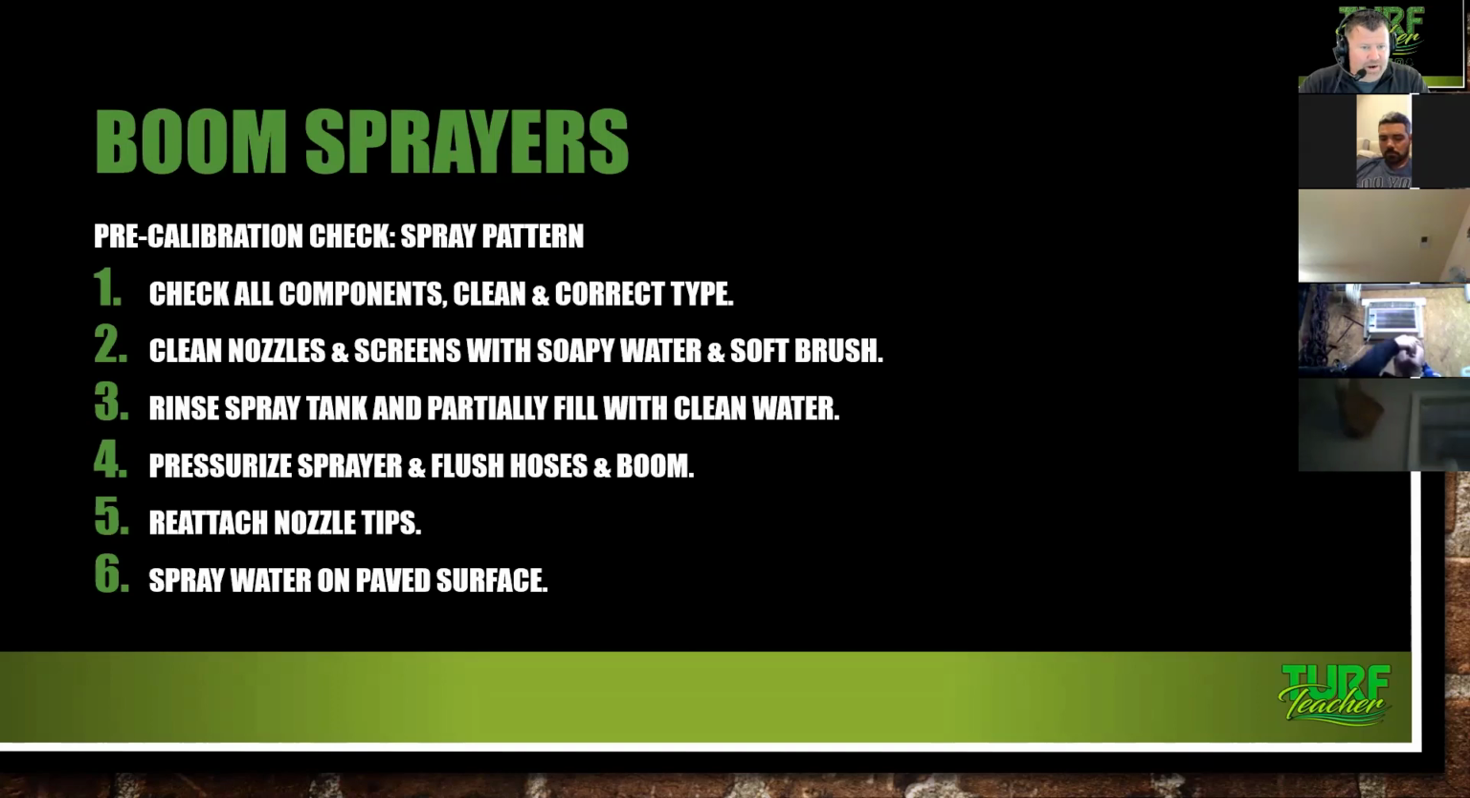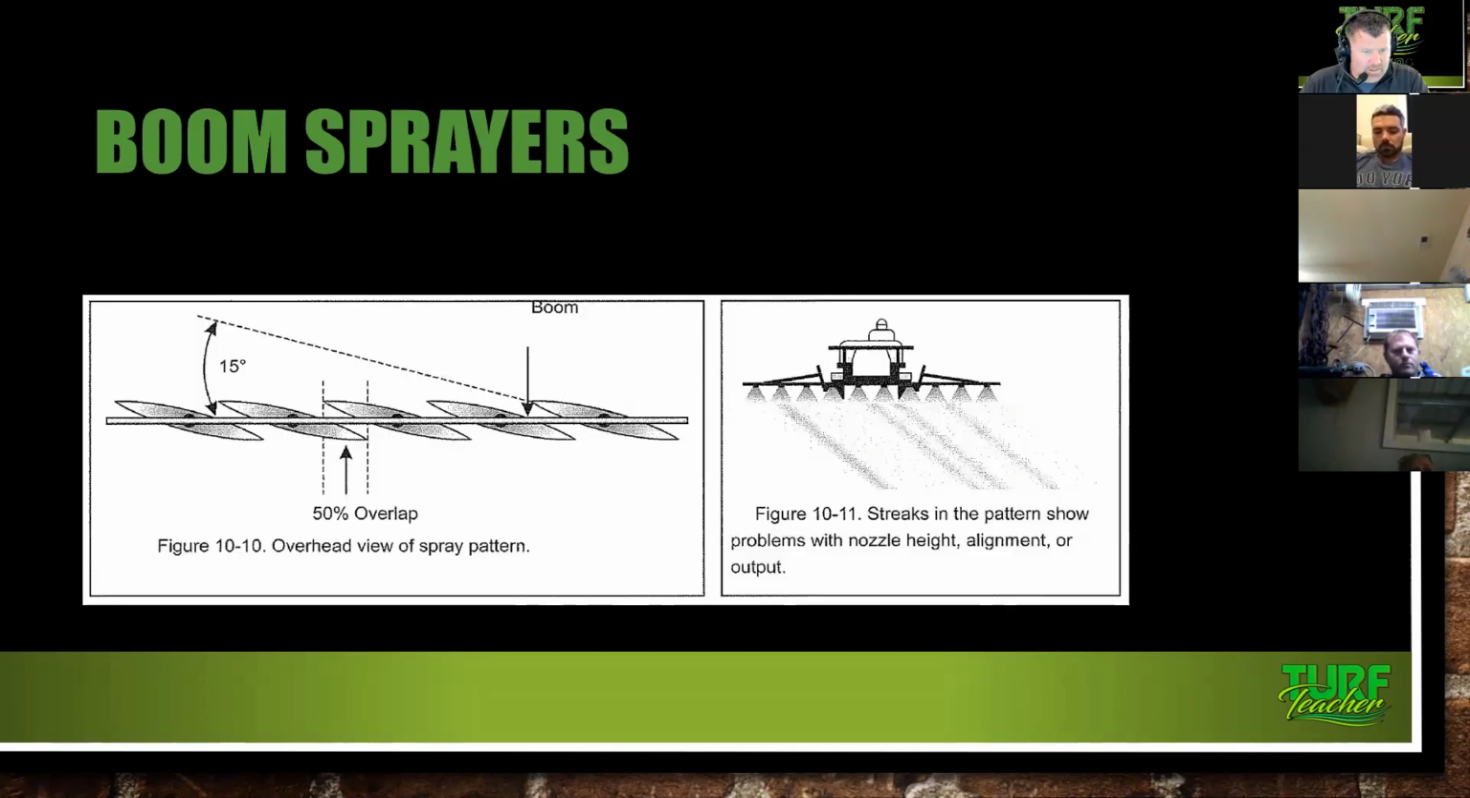But pressurize your sprayer and then flush your hoses and the boom, reattach the nozzle tips, and then spray water on a paved surface. So that's what we're doing in our pre-calibration checklist. We want 50% overlap. It's an overhead view. And here we can see streaks in the pattern showing problems with either nozzle height, alignment, or the output. So you got some nozzles here that are really putting out some pesticides way too much. And it looks like you got some in here that's doing pretty good.